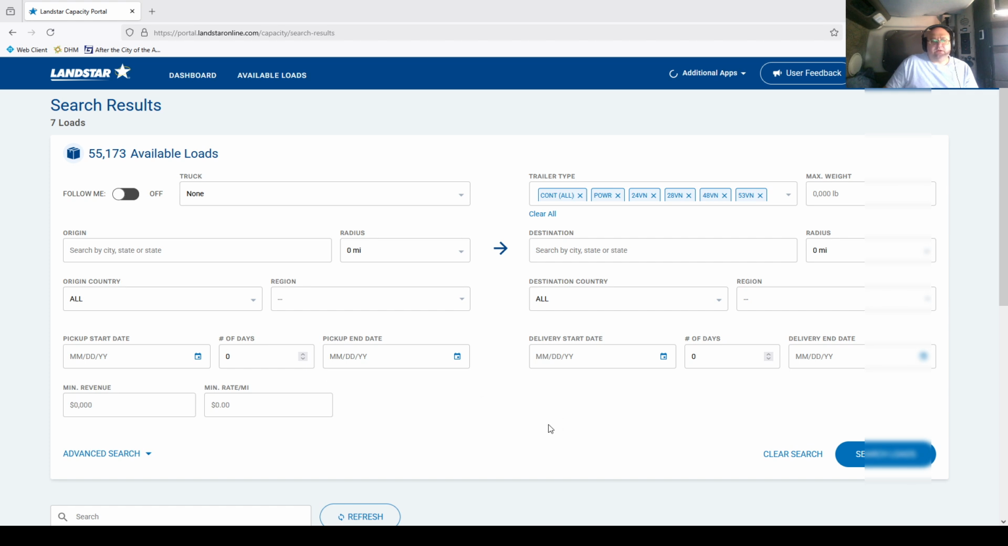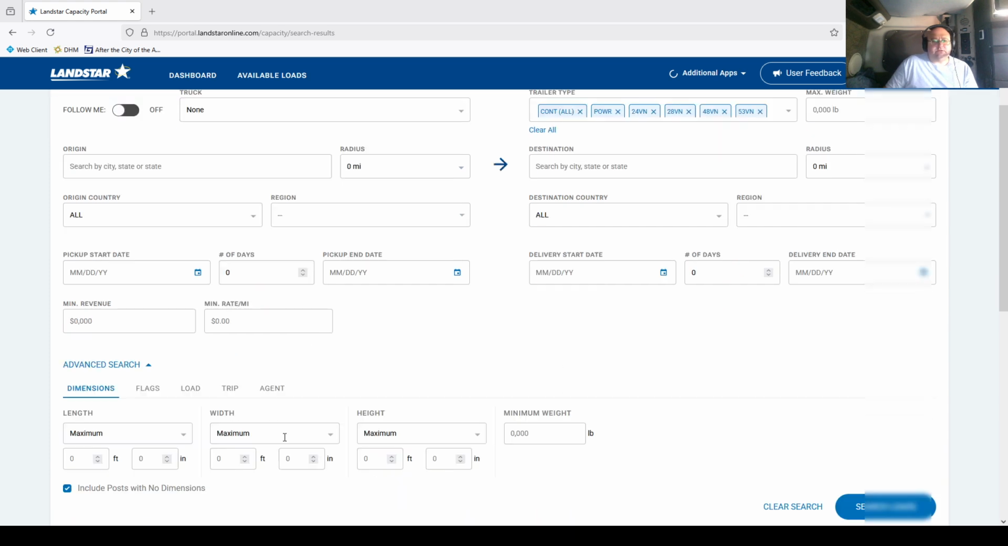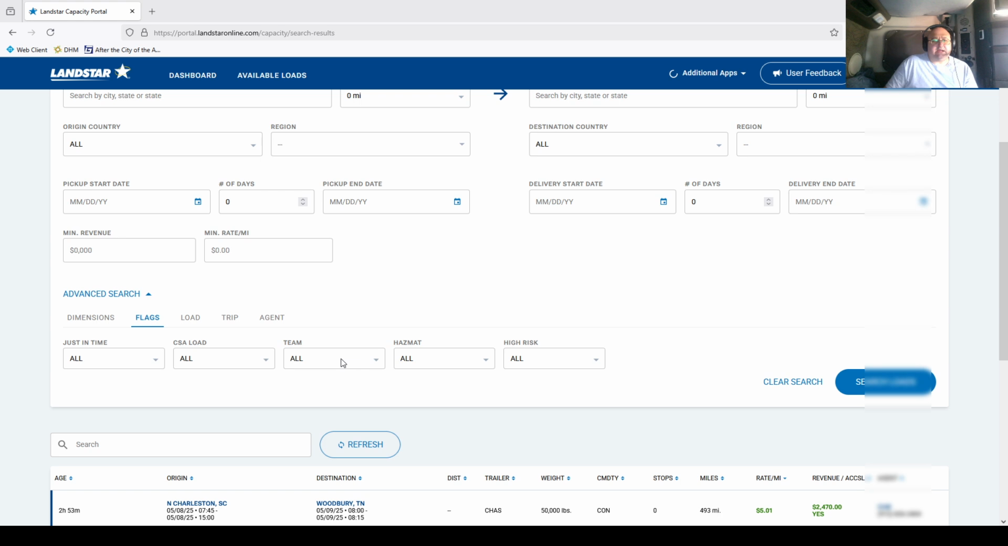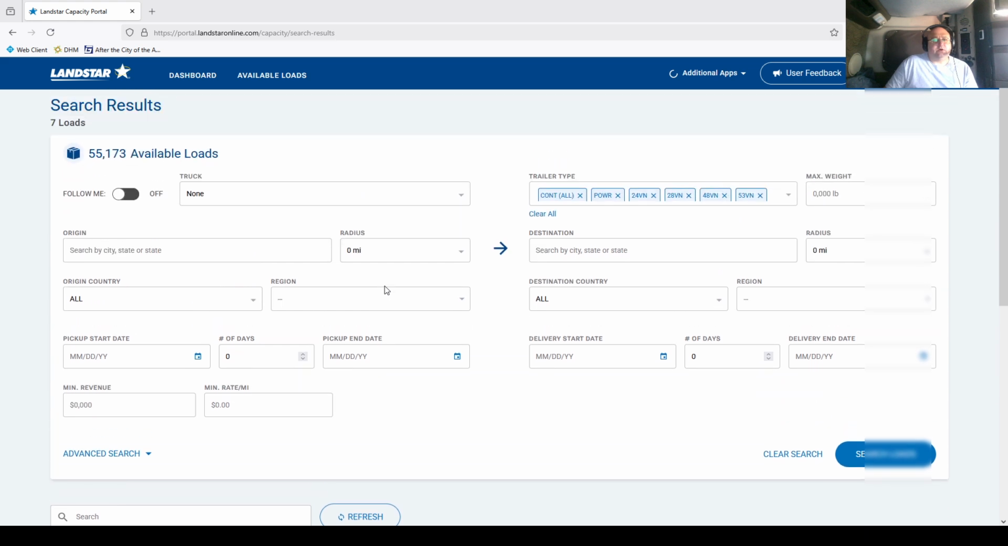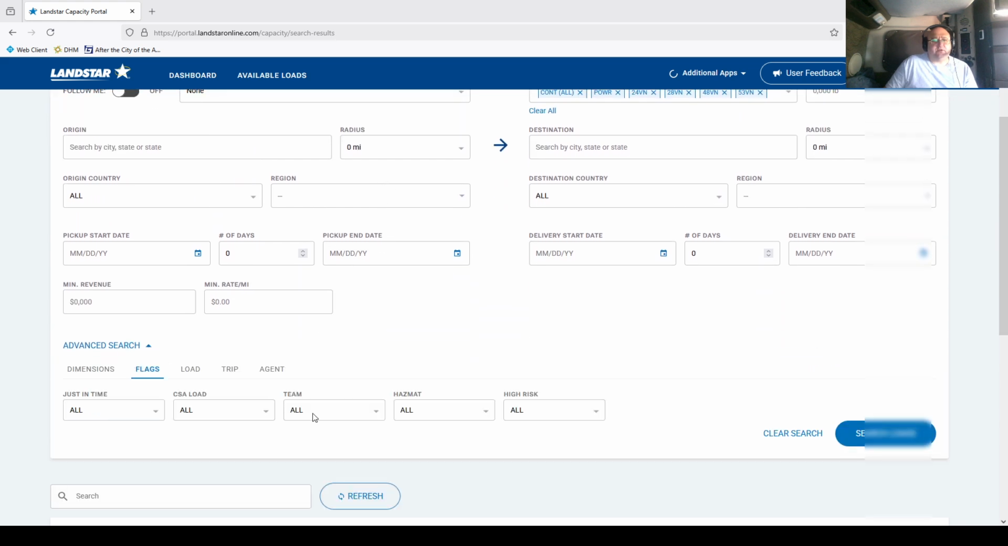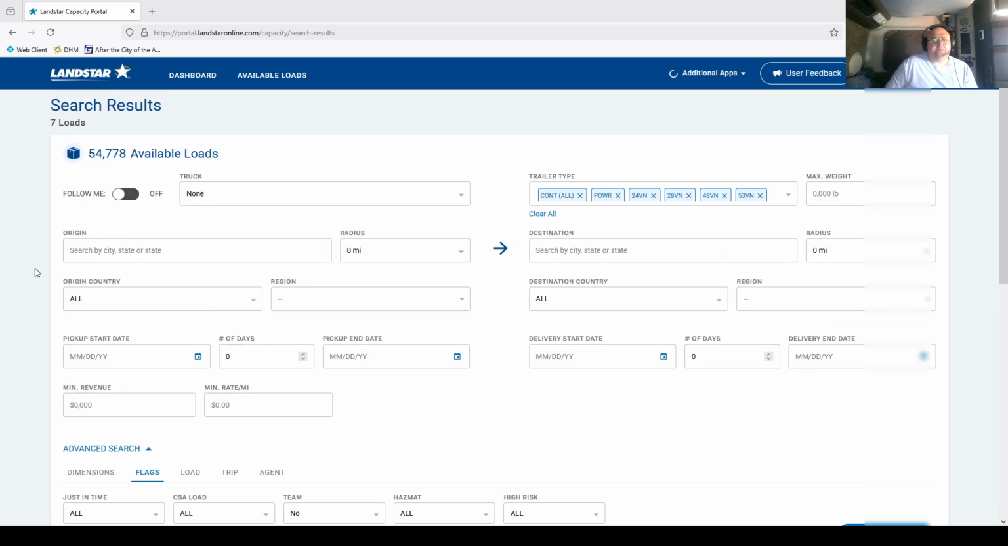All right, what else are we going to select? Well, let's go down here into advanced, flags, team. No. All right, let's see how much this changes it. So we're at 55,173. Take away team. And we lost like 400 loads. So there's only like 300 or 400 team loads on Landstar's load board.